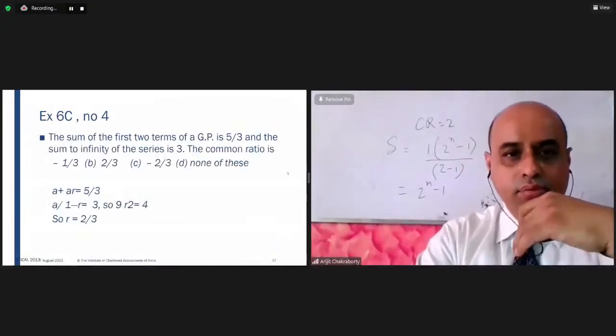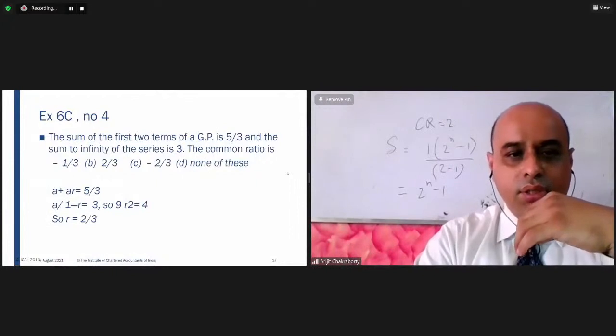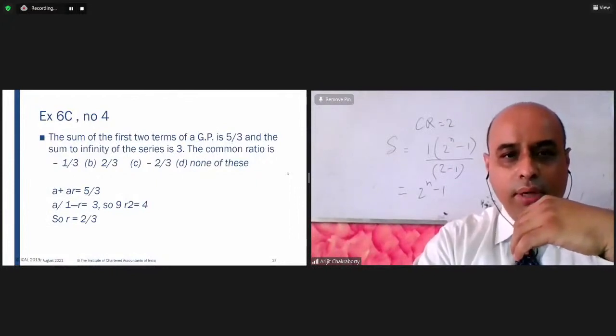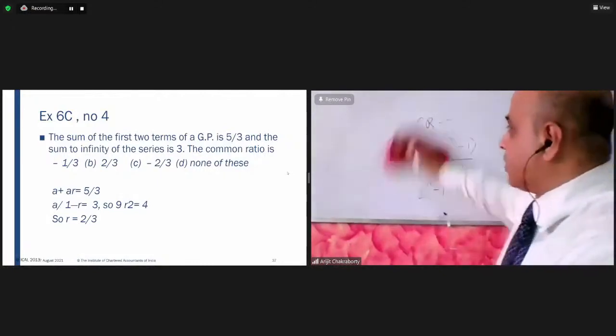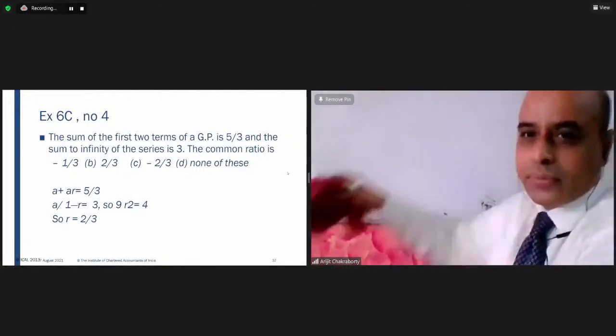Exercise 6C number 4. The sum of the first two terms of a GP is 5 by 3 and the sum to infinity of the series is 3. What is the common ratio? Okay, let us try and see.